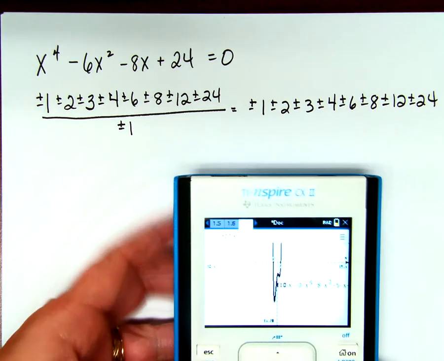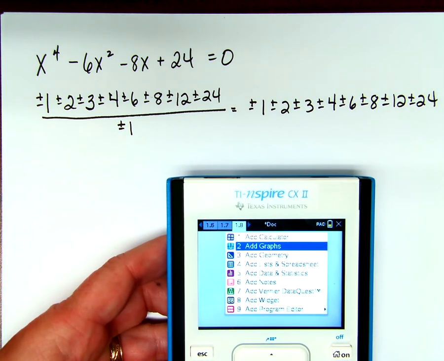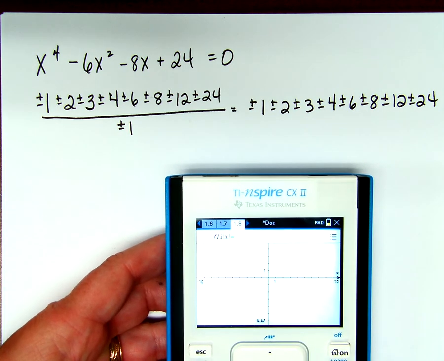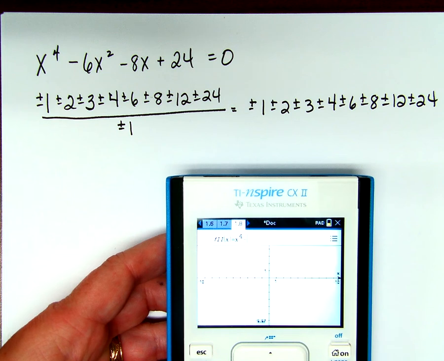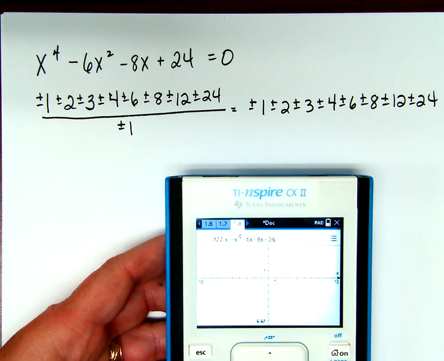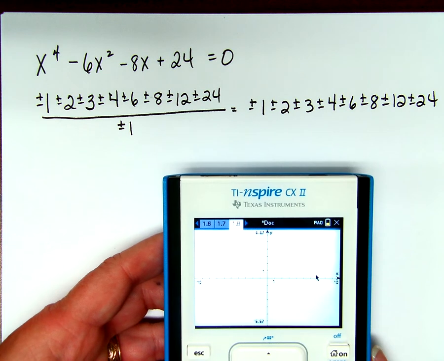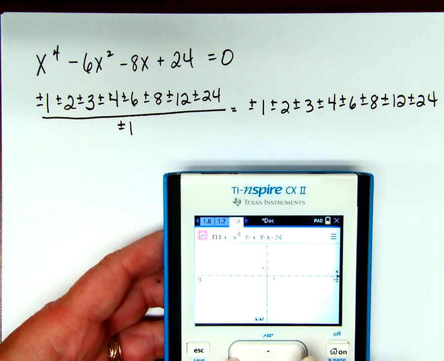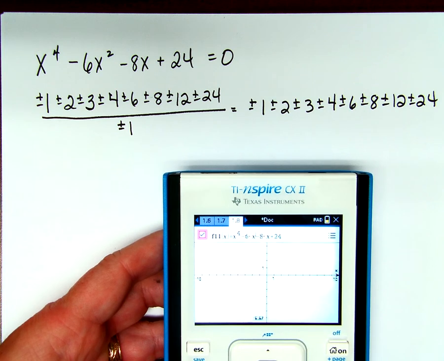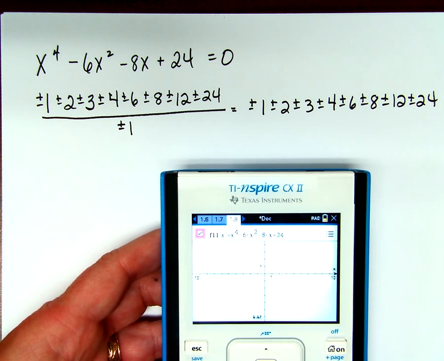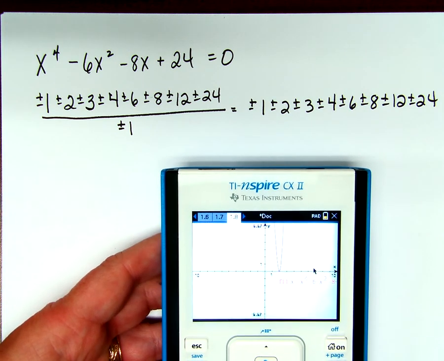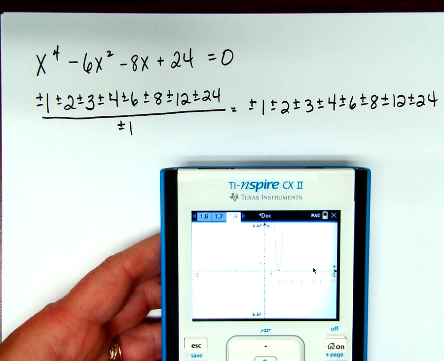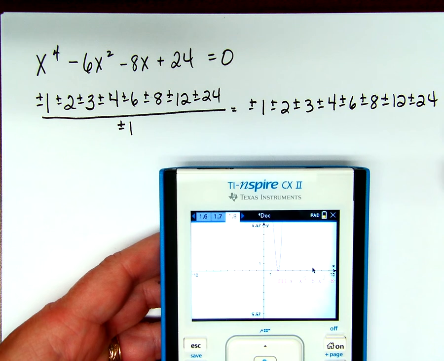I'm going to add a page on mine that's a graph. And I want to say x raised to the fourth minus 6x squared minus 8x plus 24. What am I looking for when I do this? I knew I did something wrong because I know what it's supposed to look like, but thank you. What am I looking for? I'm looking for where it crosses the x-axis, right? I can only see one place that it crosses the x-axis, so I'm going to start there.